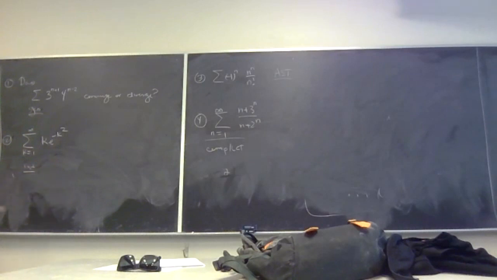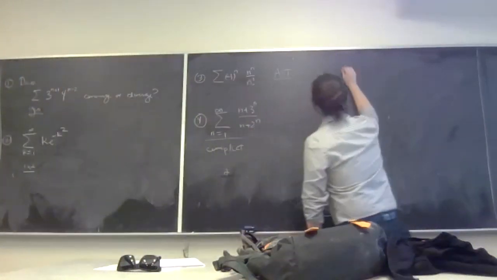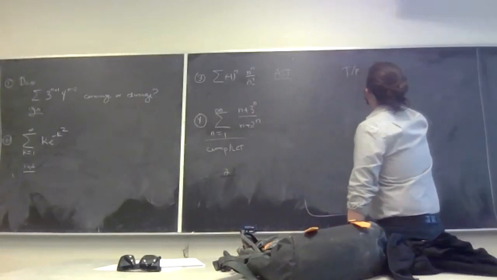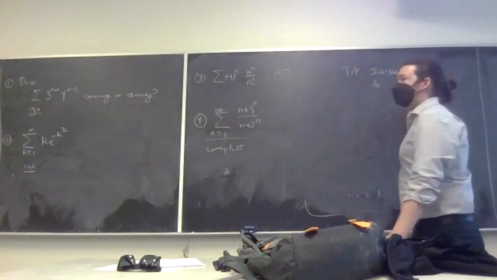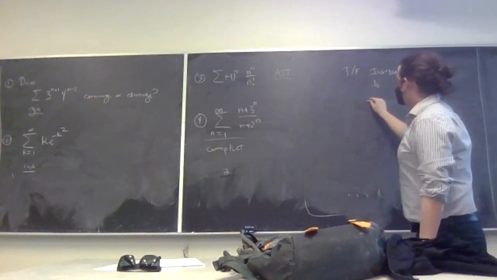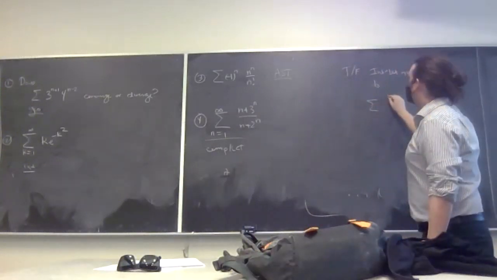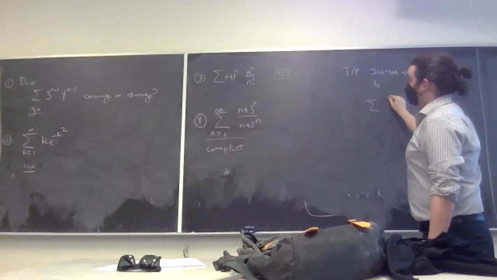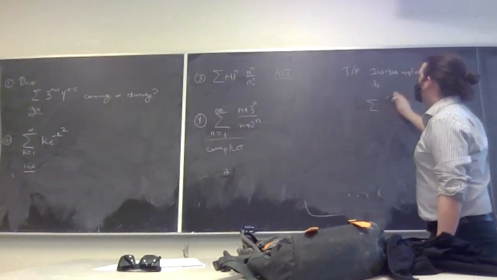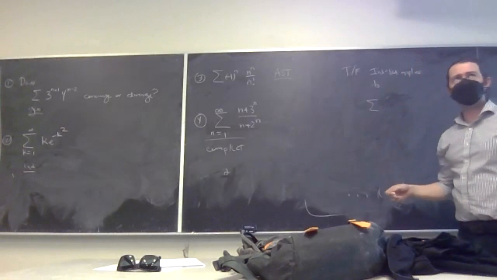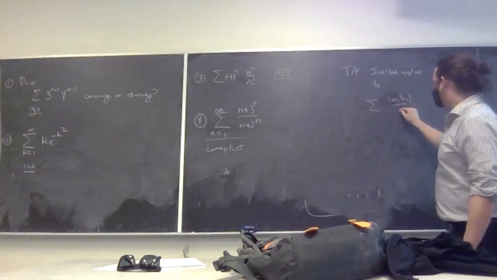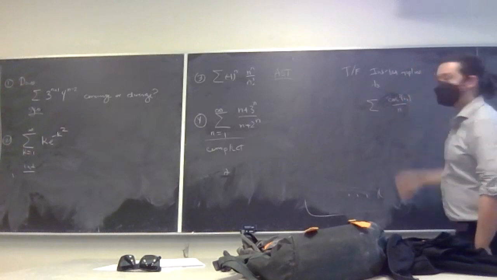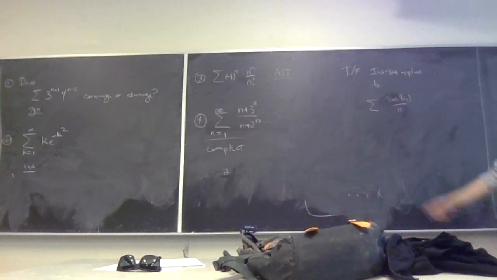But it's also possible I could ask you as a true false question, something like: true false, the integral test applies to the sum of, say, cosine squared of n over n. I'm trying to make a function that wobbles and gets smaller. And the answer would be no, because this is not a decreasing function.